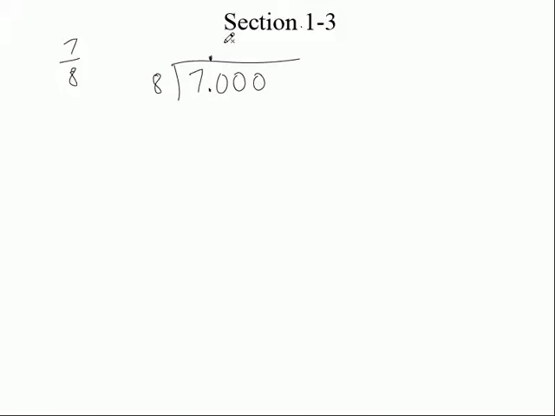Come on. How many times does 8 go into 70? Well, it can't go 9, because 9 times 8 is 72. So it goes what? 8 times. Okay, you got to learn your multiplication tables, and I have a feeling that you're not up on those.